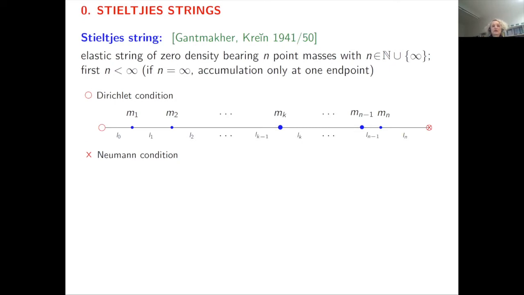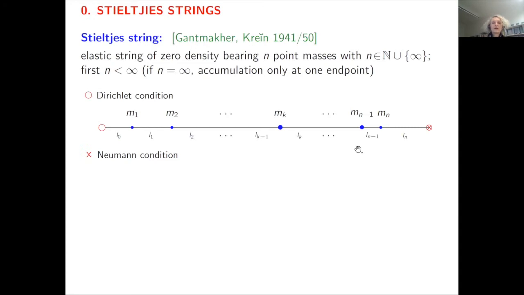So a Stieltjes string is an elastic string of zero density bearing a number n, finite or infinite, of point masses. In the first part of the talk, we will assume that this number is finite. If later on it is allowed to be infinite, then accumulation only at one endpoint will be allowed. So in the finite case, we have n masses sitting on such a string here.